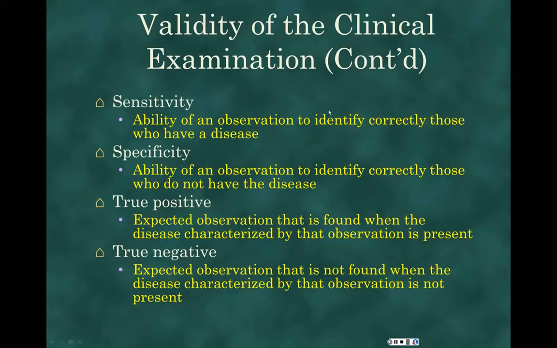So we want to look at the validity of the information, including sensitivity, specificity, true positives, and true negatives. Sensitivity is the ability of an observation to identify correctly those who have a disease. Specificity is the ability of an observation to identify correctly those who do not have the disease. True positives are the expected observation that is found when the disease characterized by that observation is present. And true negatives are the expected observation that is not found when the disease characterized by that observation is not present.